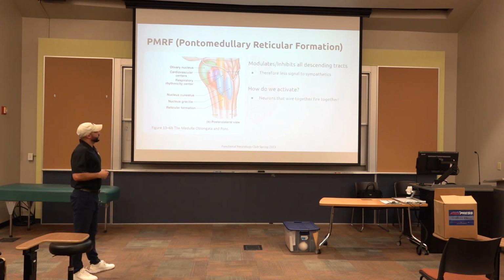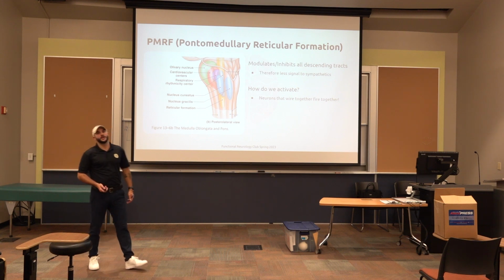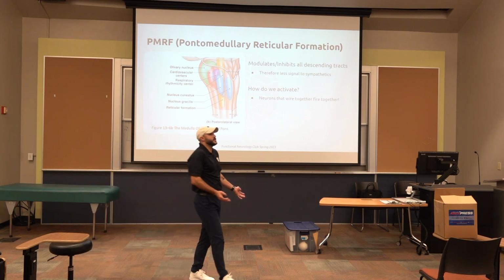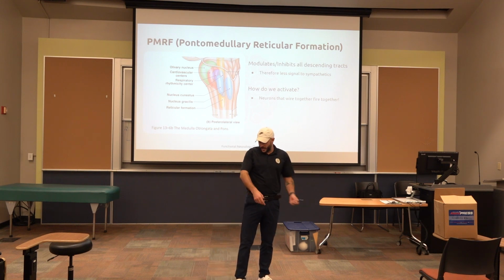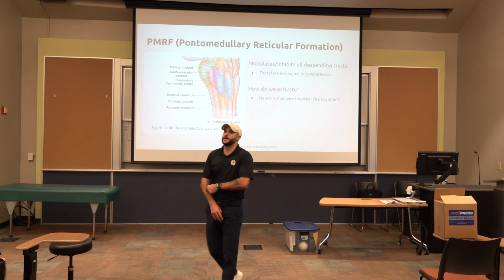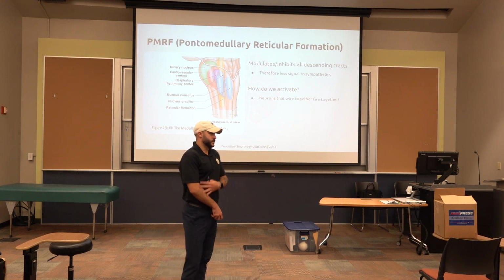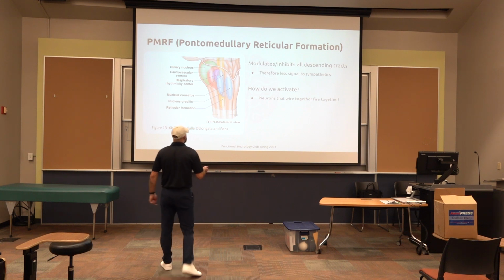Okay, so here the PMRF modulates and inhibits all descending tracts, primarily the IML from the midbrain. So therefore that signals to the sympathetic. That's why when I get poked with my pen, I'm like, oh! It's because my PMRF is modulating that sensory input. When I touch my skin, that mechanoreceptor is being activated. Now, my brain tells me how much it's being activated with a series of equations and modulations. Cool? So, we already said this, neurons that fire together wire together.